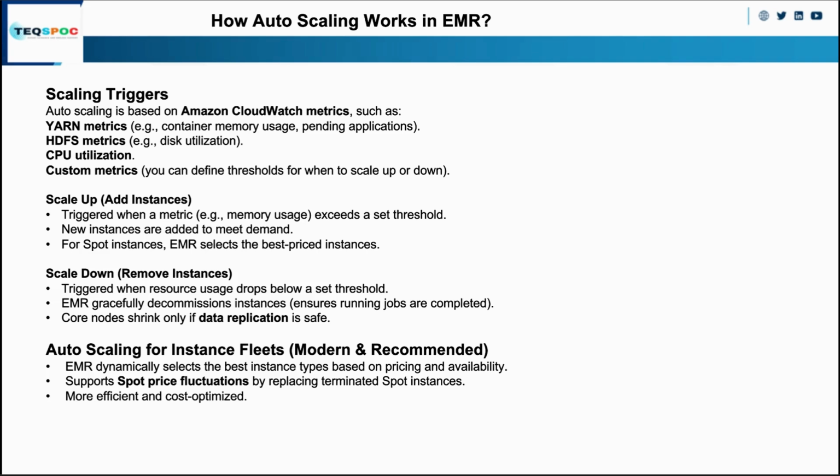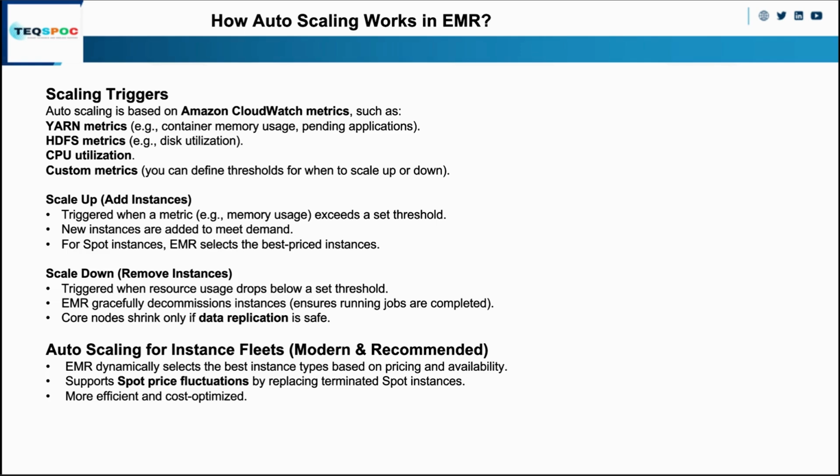Okay, so YARN metrics: any application running in YARN, such as a Spark job, will have some container memory and also CPU usage and everything. Based upon that, if it crosses any threshold limit, it will simply scale up. HDFS metrics will focus on disk utilization. If the Hadoop storage is getting full, the scaling policy will be triggered and the cluster will automatically be scaled up.